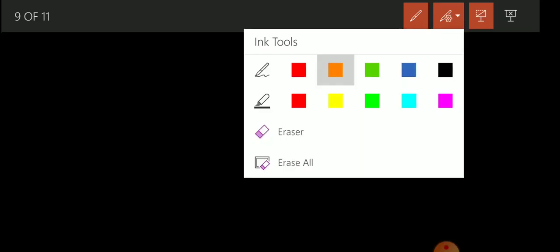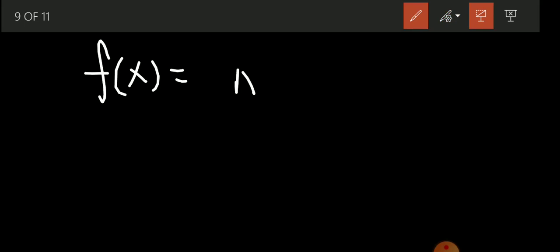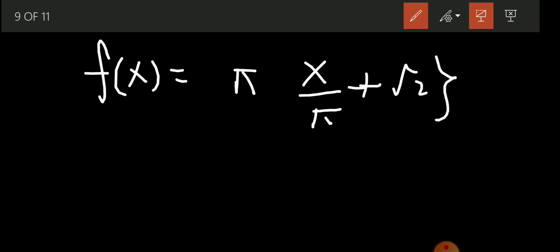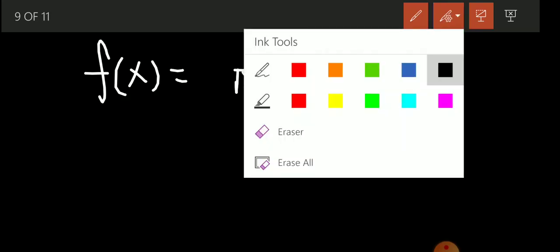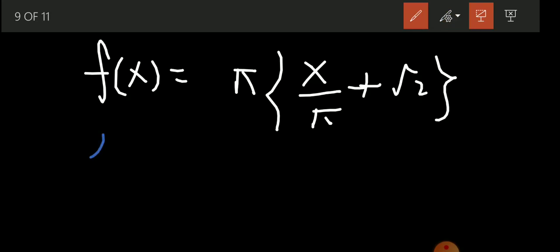So let's say here f(x) equal to, let me take an example of the fractional part, the fractional part of (pi x upon pi plus root 2). What is the period? Can you guess? Here the added constant doesn't affect it. Only the coefficient will be considered. The period of the fractional part of x, we know, is 1.